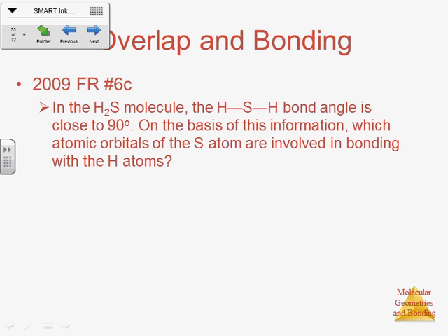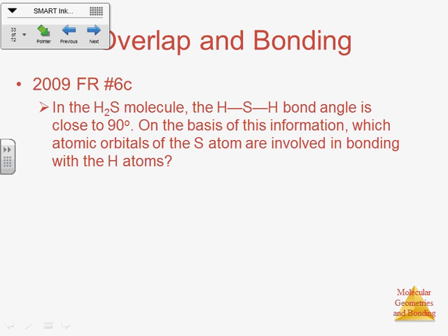Okay, kind of a weird place to put this. I didn't know where else to put it, but this is just a strange question that I saw on an AP exam one time, so I wanted to include it here. I don't think this one is in your packet for this time. But in the H2S molecule, the HSH bond angle is close to 90 degrees, and on the basis of this information, they want to know which atomic orbitals of the sulfur atom are involved in bonding with the hydrogen atoms.